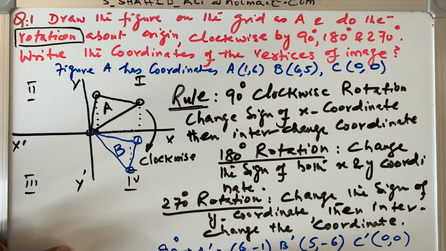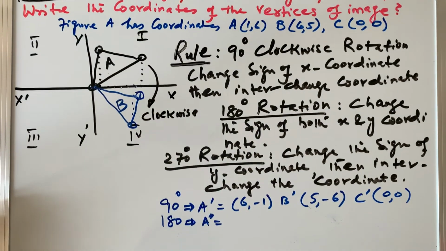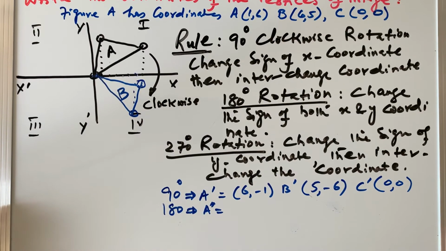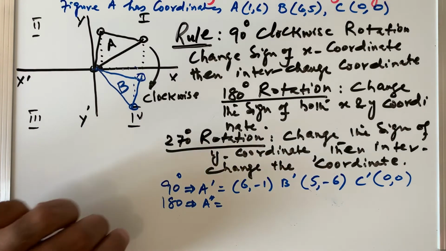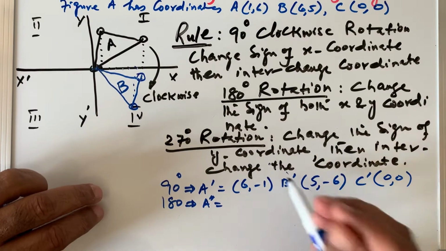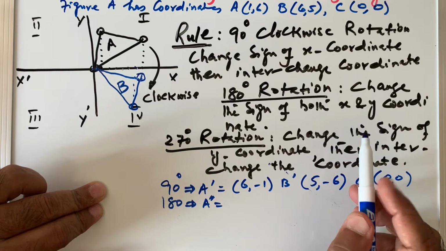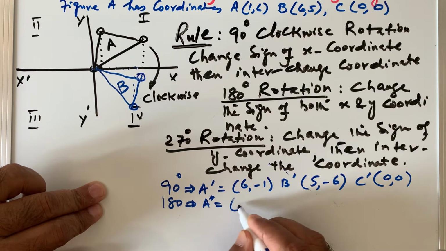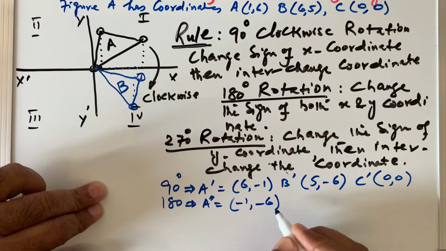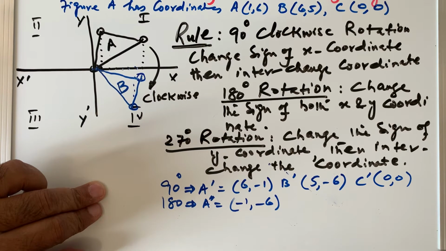Now we go to 180. So 180 is the second rotation. I will call them A double dash, B double dash and C double dash, so that we have 3 coordinates. Now I will write down here. What will be A double dash? A 180 degree rotation says change the sign of both x and y coordinates. So minus 1 and minus 6. No rotation, no flip. So only change the sign: minus 1, minus 6.